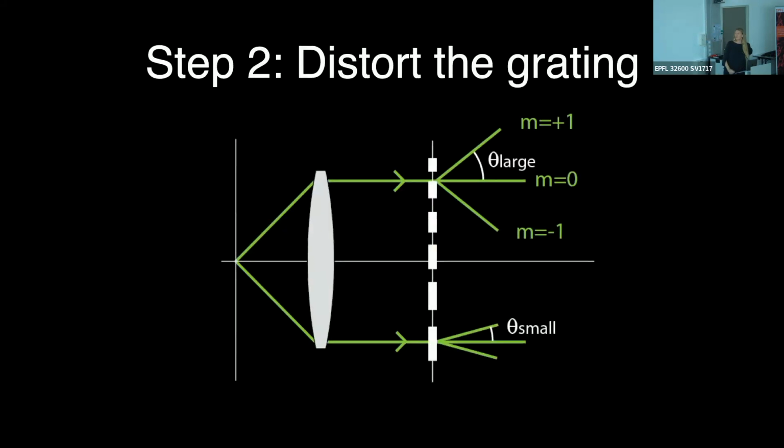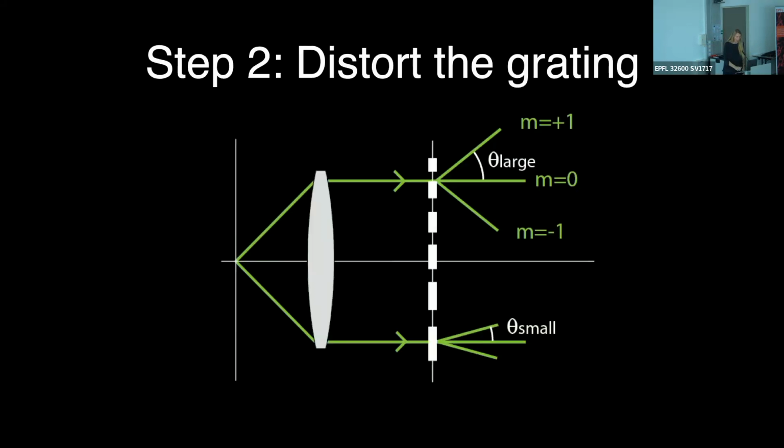If we introduce a distortion in the grading, in places where the grading is coarser, the light is going to have less of an obstacle when it's squeezing through that aperture, right? So it's going to diffract a little bit less. If you have a tight spacing, it's going to diffract more. So I can control this diffraction angle.